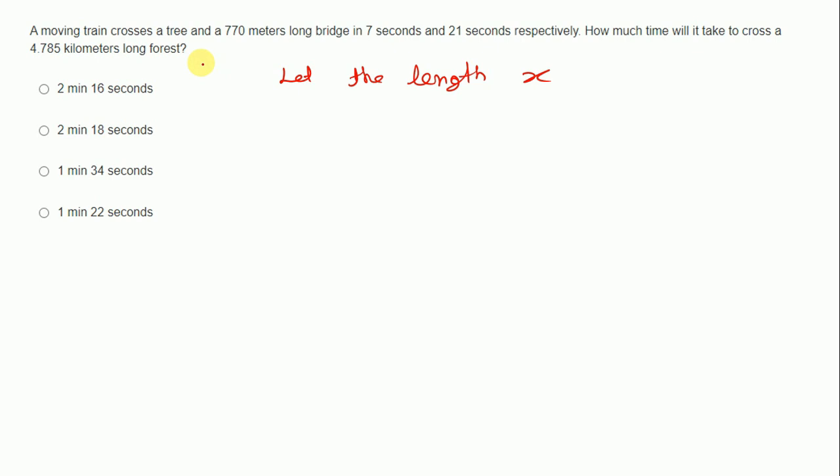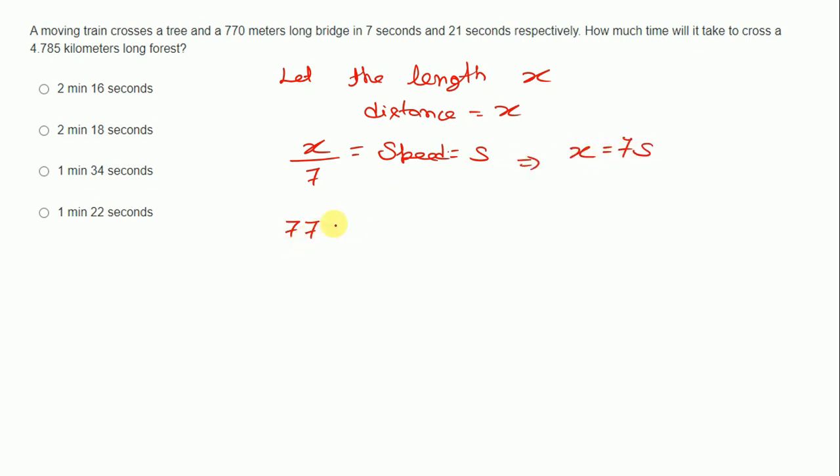So if it is crossing a tree, then it is simply covering a distance equal to its own length, that is x. So x divided by 7 will be equal to the speed of the train, that is s, and we can rearrange it as length will be 7 into s. Now it is also given to us it can cross a 770 meter long bridge plus its own length x, which is equal to 7s, in 21 seconds, and it will be equal to s.